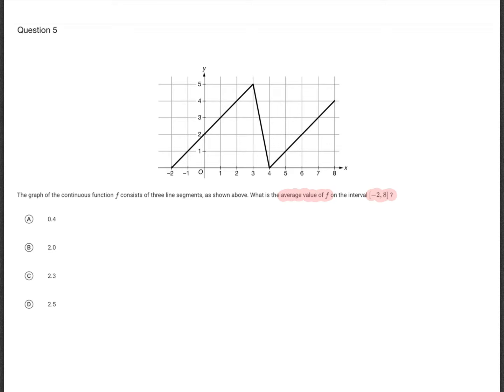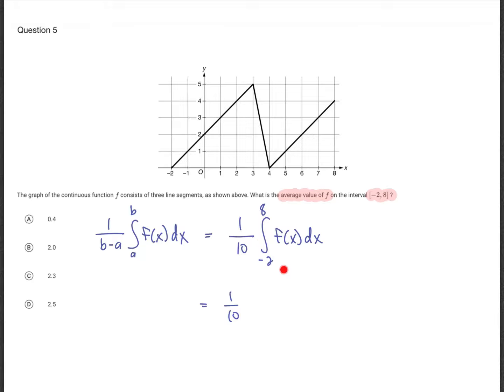But anyways, we know we're going to use this formula, 1 over b minus a times the integral from a to b of f of x dx. So this is the average value of this function, whatever this function is, on the interval from a to b. Okay, so we're going from -2 to 8. If you do 8 minus -2, that's 10. And then to evaluate this integral from -2 to 8, we really want just this area.